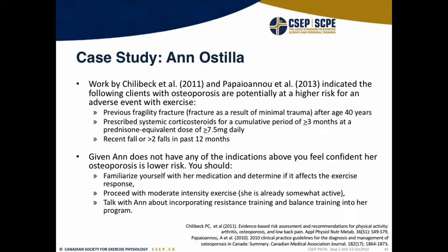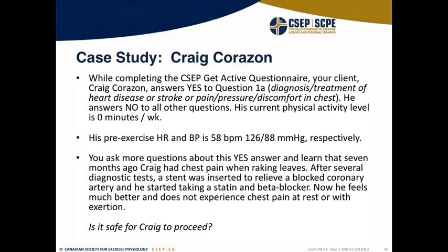Remember that the Get Active questionnaire assesses current physical activity, that was at the top of page 2, and she indicated that she's already doing 60 minutes per week of aerobic activity. However, you have yet to find out if she's incorporating resistance training or balance training into her program. So next we have Craig Corazon, and again, I'm going to give you some time to read through this case study.